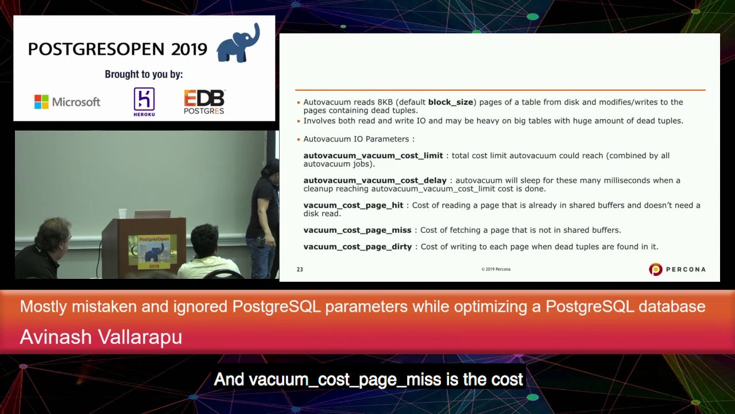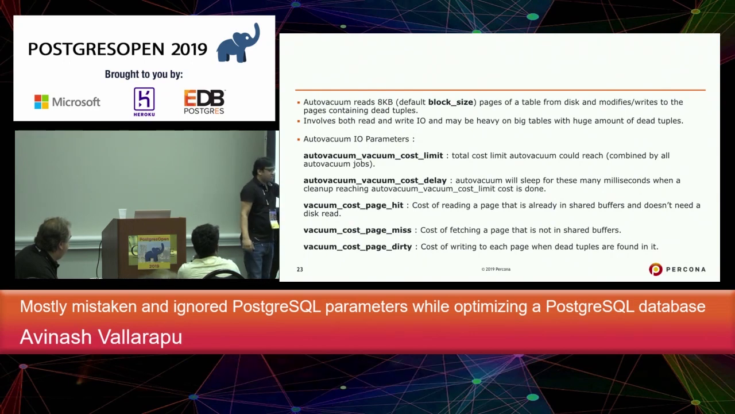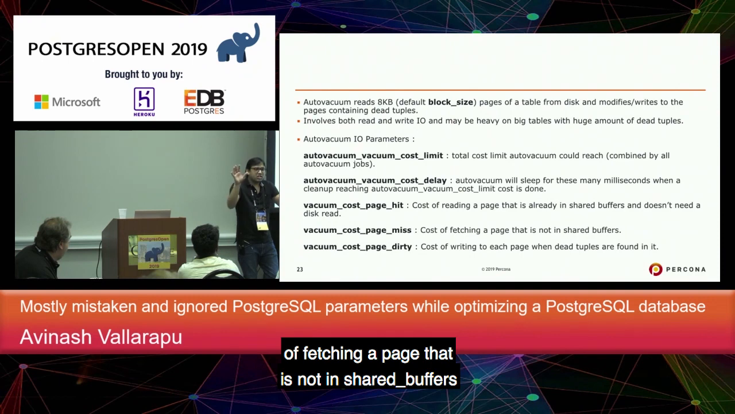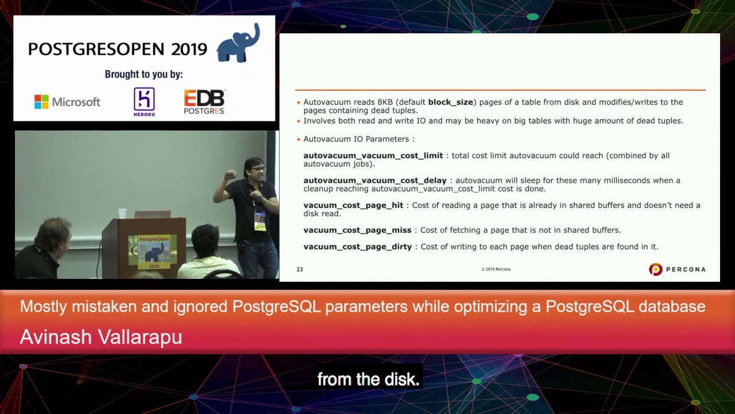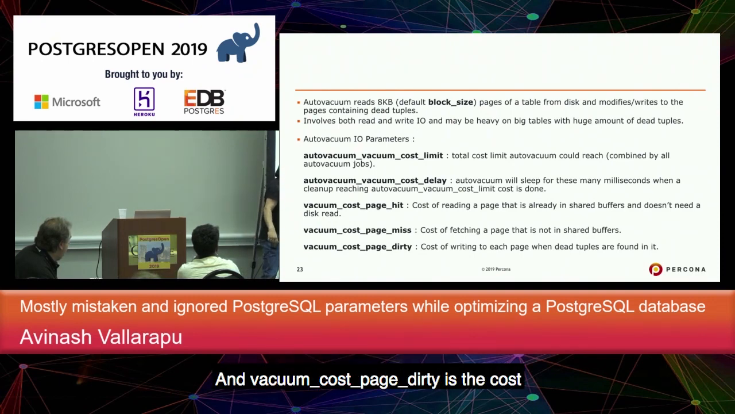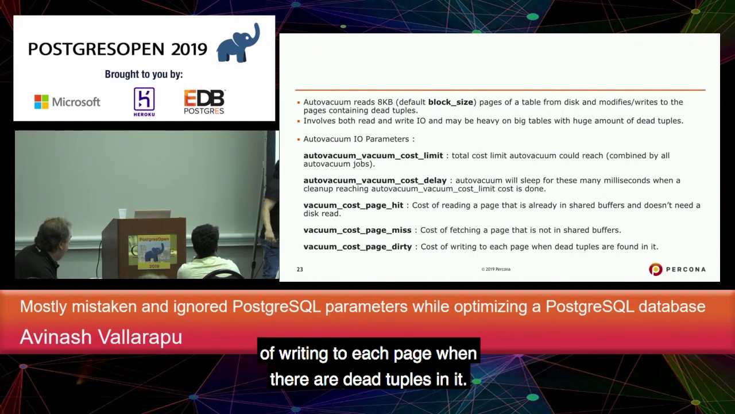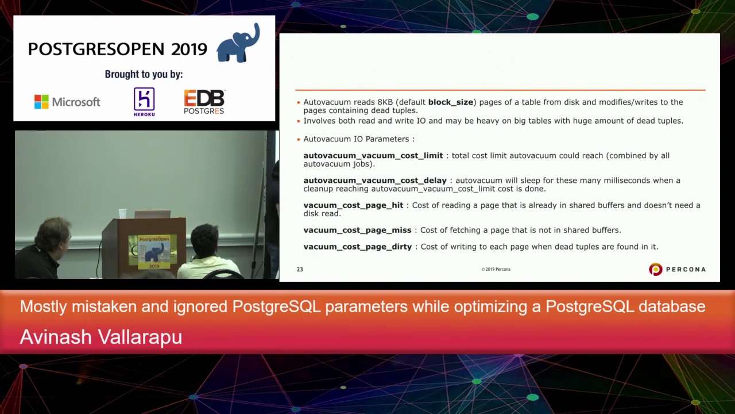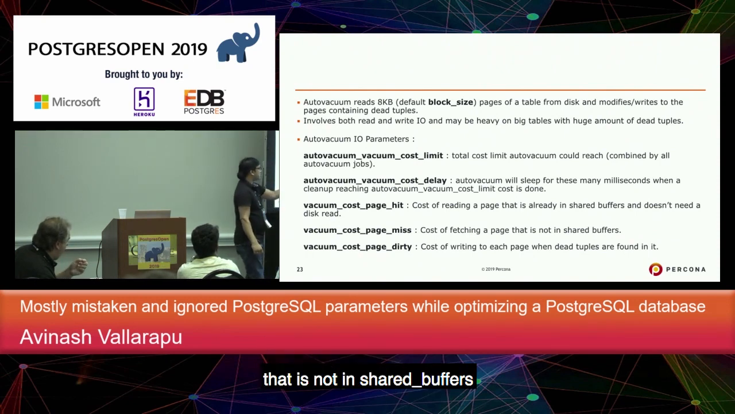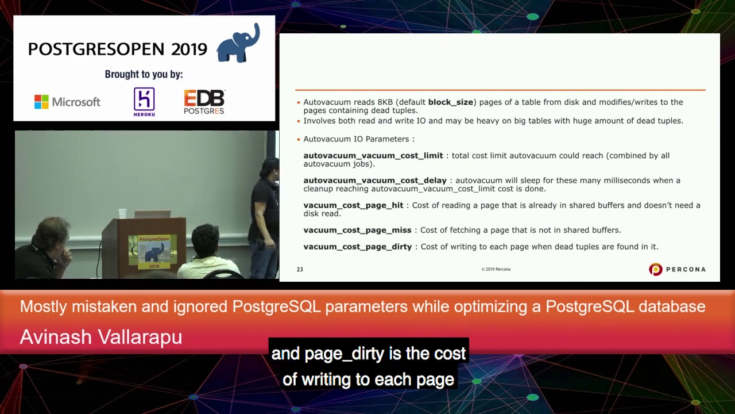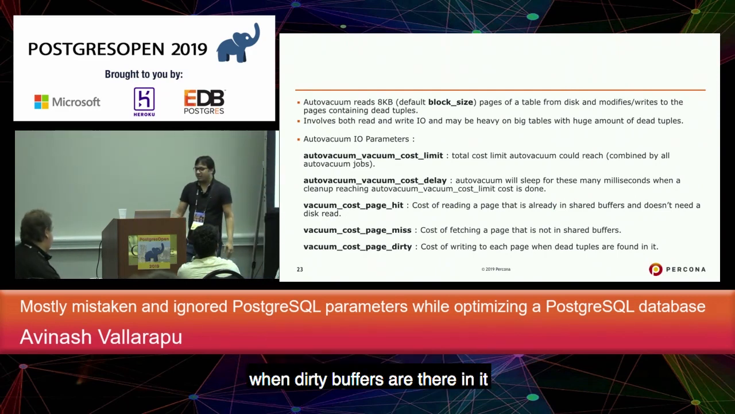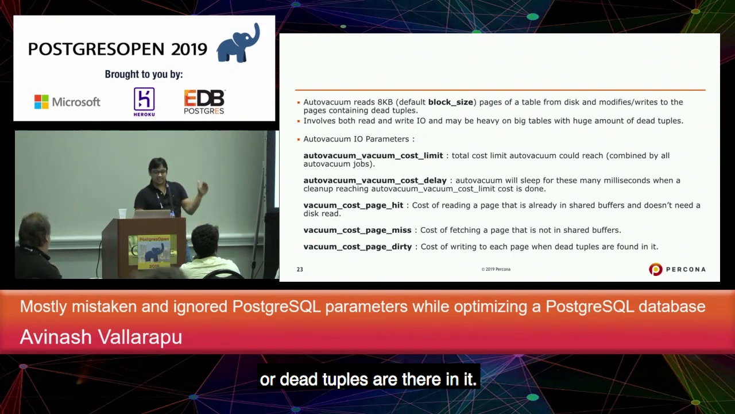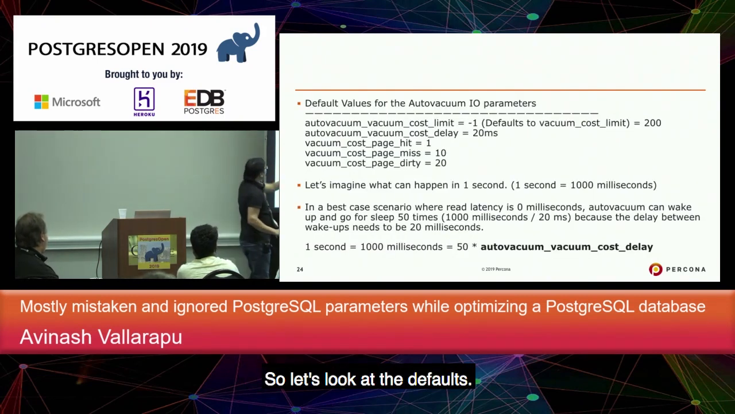And vacuum cost page miss is the cost of fetching a page that is not in shared buffers from the disk. And vacuum cost page dirty is the cost of writing to each page when there are dead tuples in it. So the cost of reading a page from memory is cost page hit. Cost page miss is the cost of fetching a page that is not in shared buffers, and page dirty is the cost of writing to each page when dirty buffers or dead tuples are there in it. So let's look at the defaults.